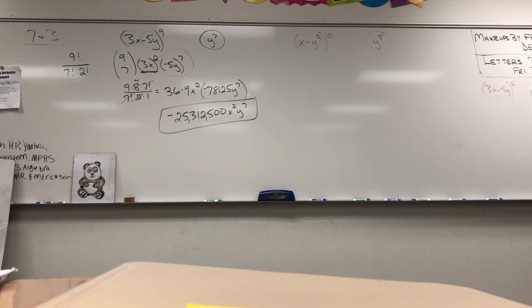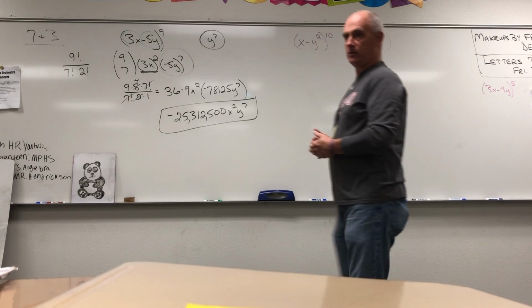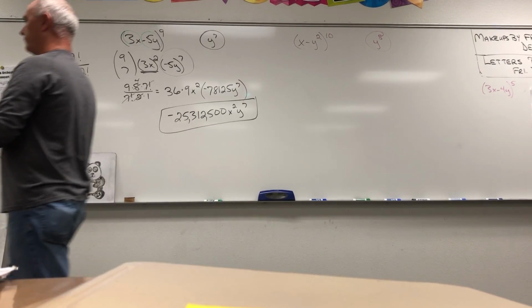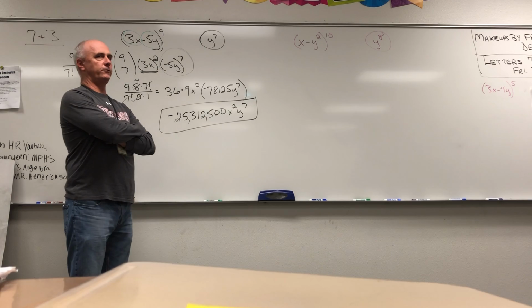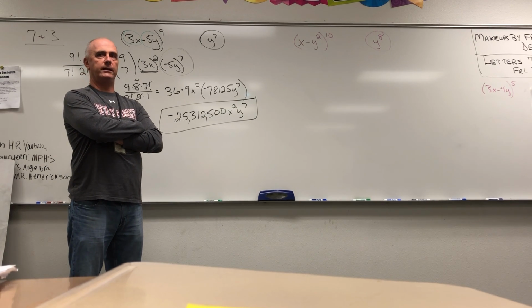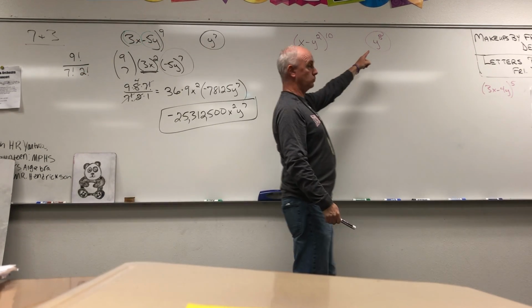x minus y squared to the 10th. We want to find the term that has y to the 8th in it. This is no more difficult. It's just a matter of making sure that you get the very first thing correct. So, which term do you want to deal with first? The y, because that's what we have to get.